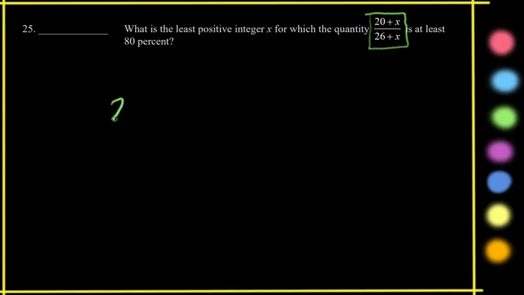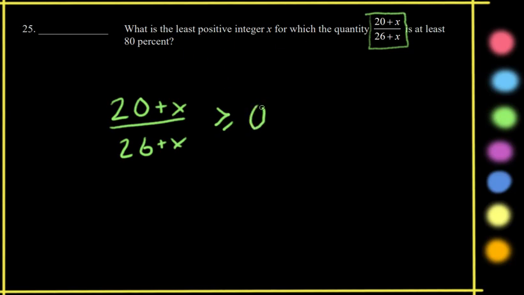Okay, so we can just write that down. We just write down 20 plus x divided by 26 plus x is greater than or equal to, right? Because, let's see, the least positive integer for which the quantity is at least 80%. So that means it's greater than or equal to 0.8. 0.8 is the decimal way of writing 80%, because 80% is 80 over 100, per 100. Percent means per 100. So 80 divided by 100 is 0.8.